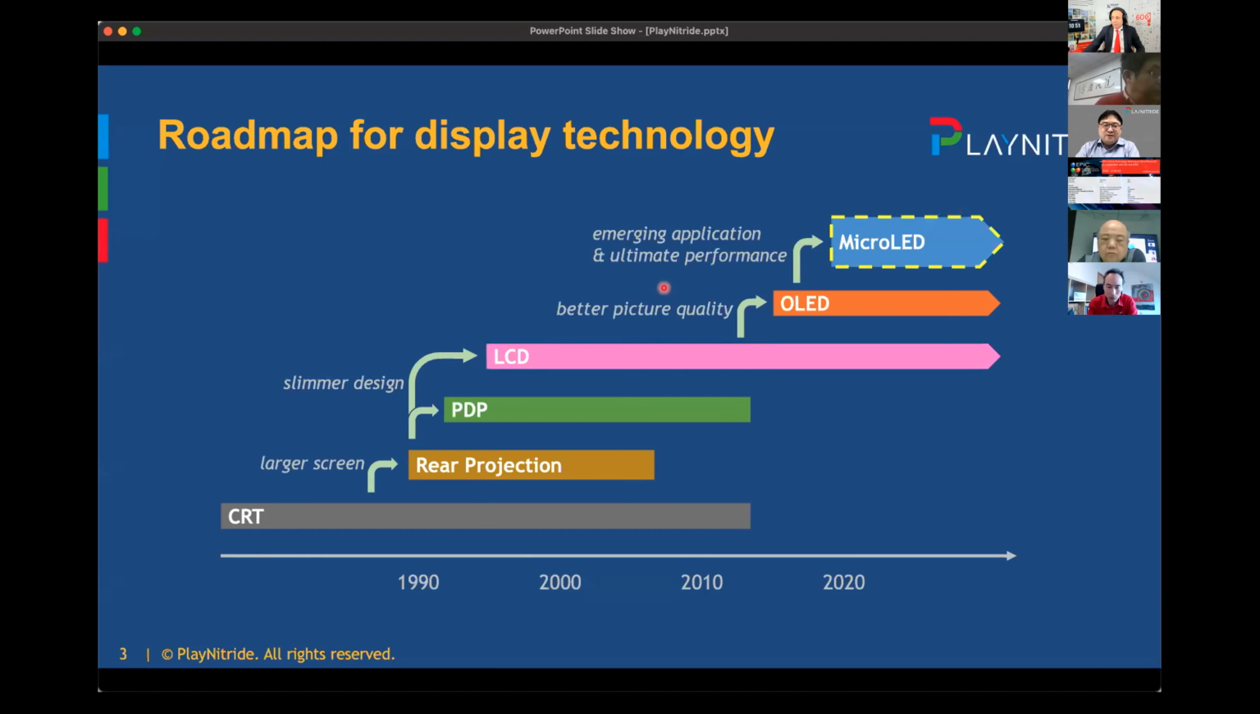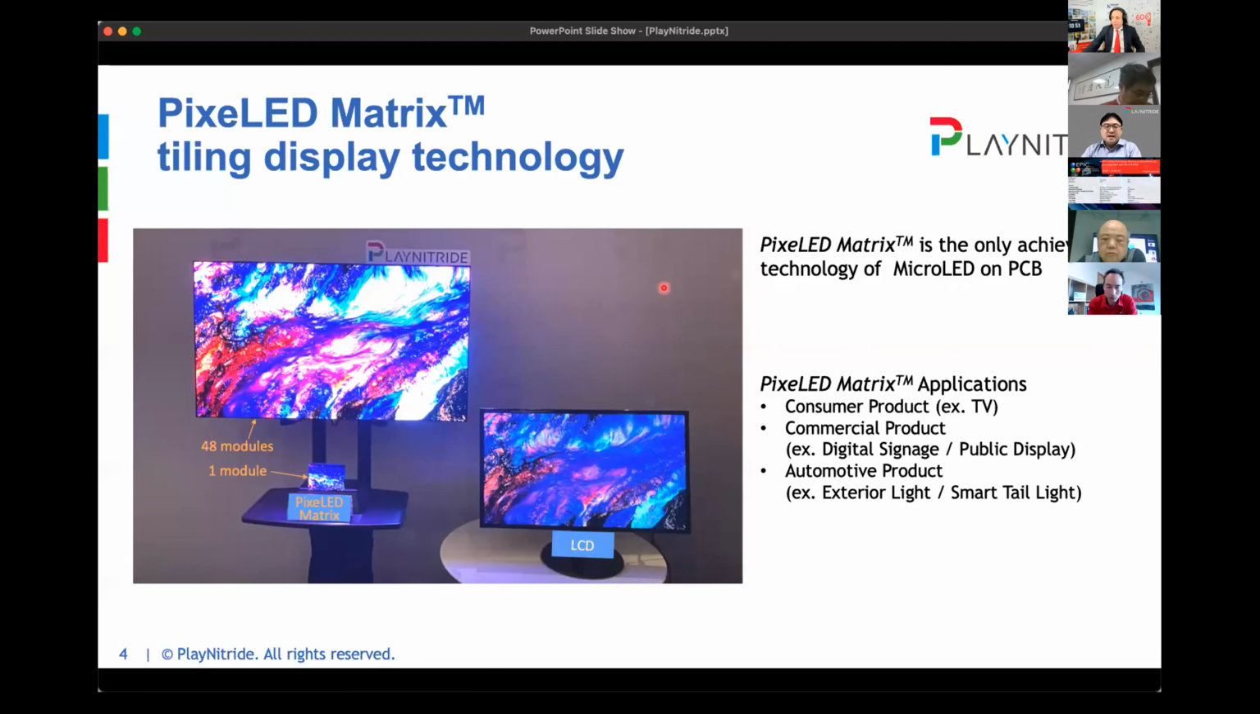If we look at the history of displays, it starts from CRT, now moving to LCD or OLED, and even to micro LED. The reason why we need a new display is very simple. We want a better display, and we want to use the display everywhere, not only in your personal life, but also in a lot of different applications. Therefore, PlayNitride already has some achievements in micro LED display technologies.